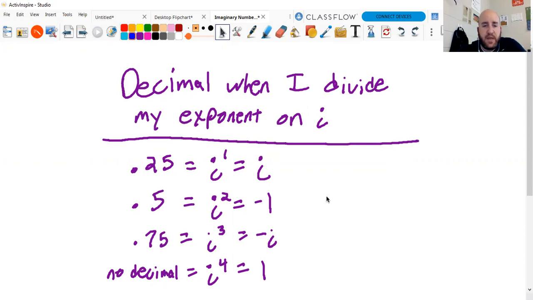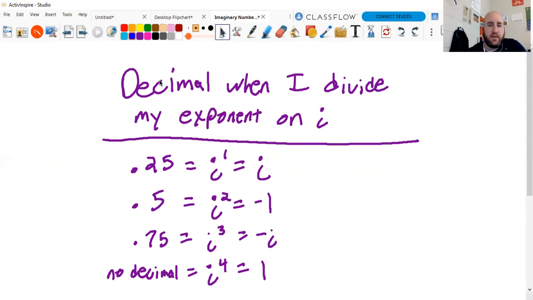Okay. My decimal is 0.5. It's the same as I squared, so the value would be -1. I divide my exponent, my decimal is 0.75. Same as I cubed, so the value would be -I. No decimal, divides even. I to the fourth, my value would be 1.